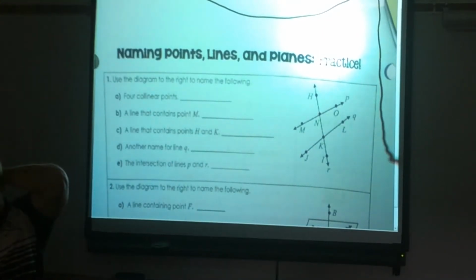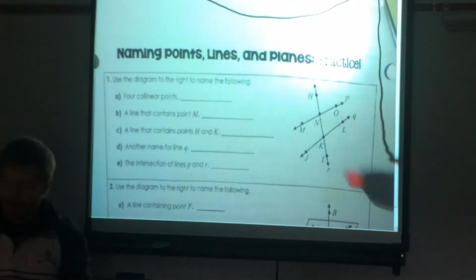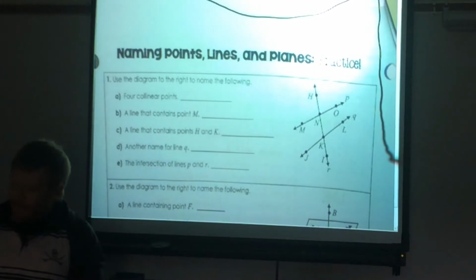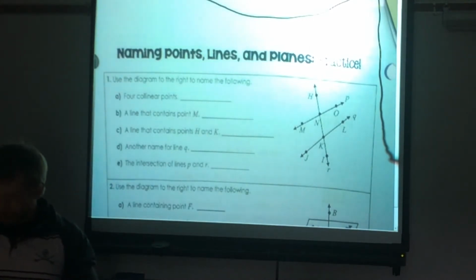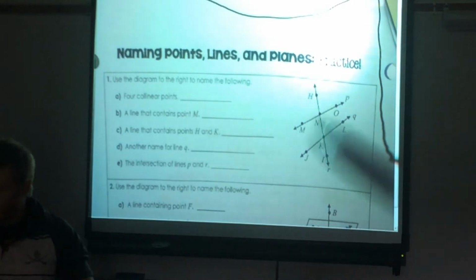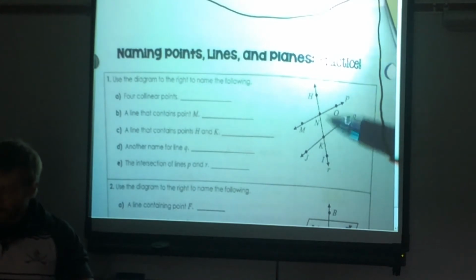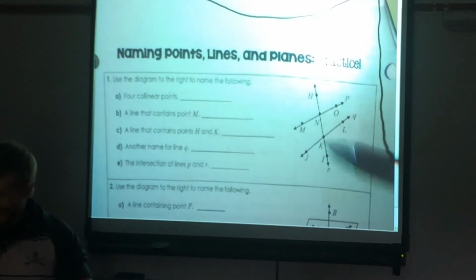On the first one, it says use the diagram to the right to name the following. It says 4 collinear points. That means 4 points that are on the same line, right? Well, on this one, there's only one line that has 4 points on it, right? And that would be this one going down through the middle. And those 4 points are H, N, K, and I.